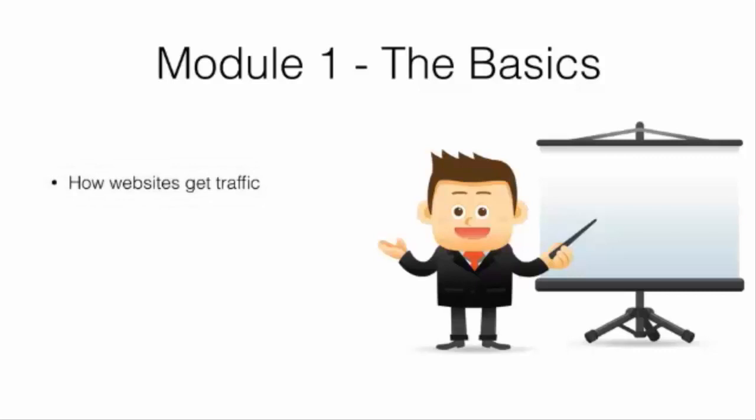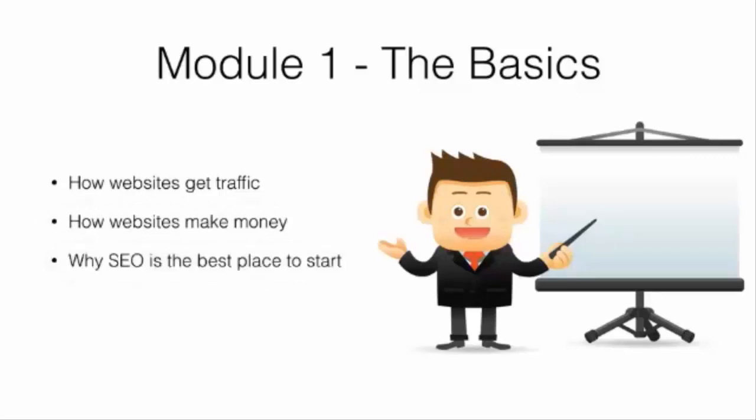And the first thing we're going to talk about is how websites get traffic in general, how they use different sources of traffic. Then we're going to talk about how they make money, the different ways of monetizing. Then we're going to talk a little bit about SEO and why we think it's the best place to start. And finally, we're going to talk about defining a budget for your project.